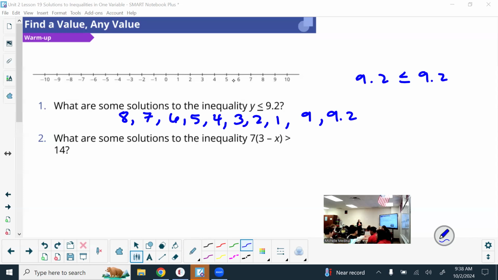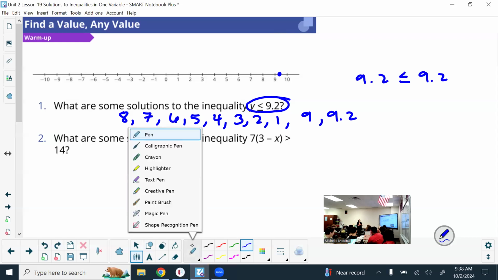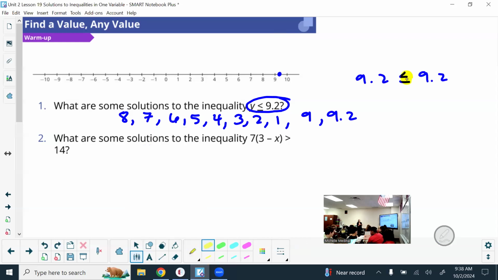Table 2, when I'm plotting this on the number line, where does my circle need to go? Close to the 9 on this side. So not on the 9 because it's not 9 exactly, but close to the 9 on this side is where it needs to be. In table 3, would it be open or closed? Closed. What part of the inequality tells you that, class? The little line underneath, if it's there, then it's a closed circle. If it's not there, then it's an open circle.